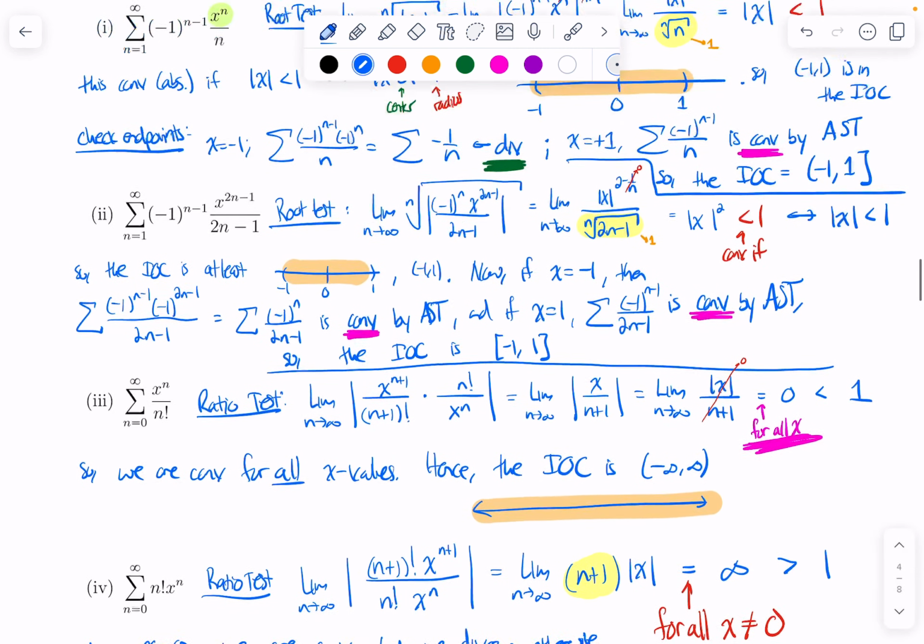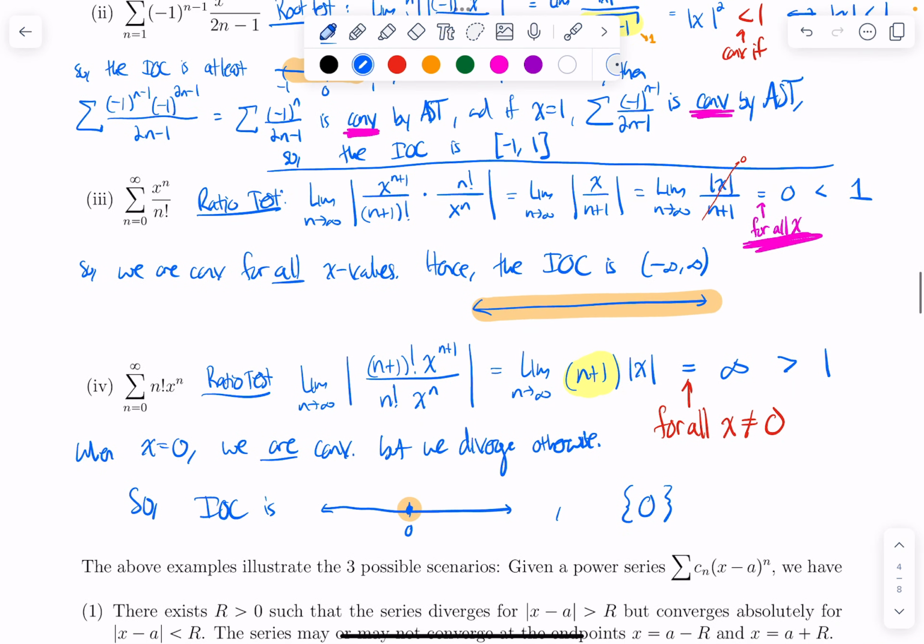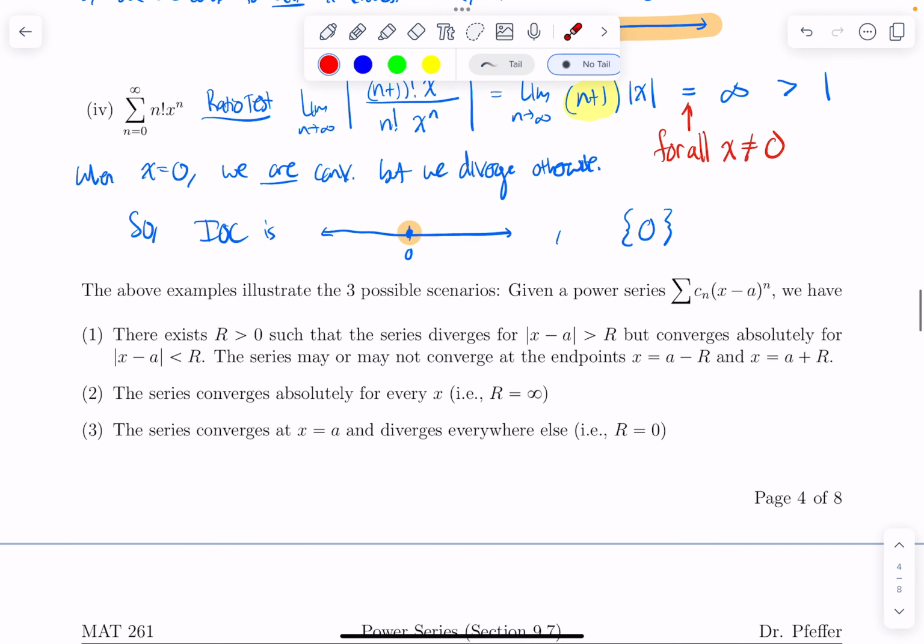These examples, the two complicated ones in the beginning, and then these two simpler ones at the end, demonstrate the three possible scenarios you can consider. Given an arbitrary power series, like what we have here, three things can happen. 1. There exists a radius so that you diverge beyond that distance from the center, but you converge absolutely when you are within the distance from the center. And then you may or may not converge at the endpoints. You have to check that separately.